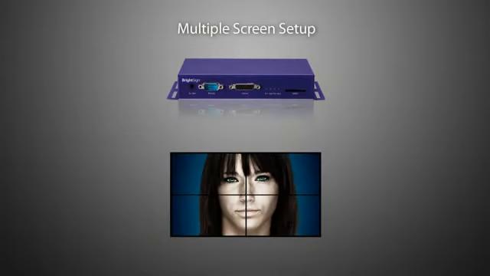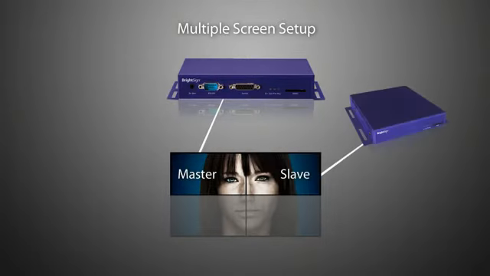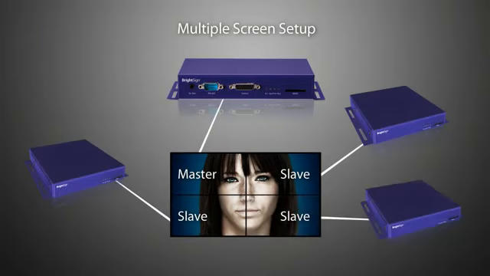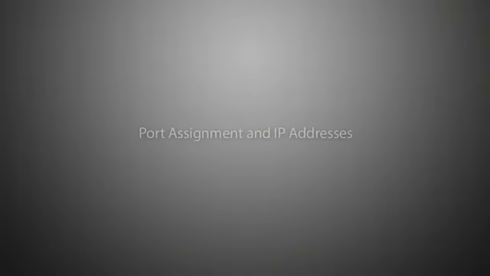A fundamental concept in this setup is that one BrightSign unit will act as the master unit, and all other units will slave to the master. For the purpose of this instruction, we'll refer to the slave units as followers. It's best to think about approaching the task in two parts. 1. Setting up the master unit presentation, and 2. Setting up the follower units to follow the master unit's presentation.